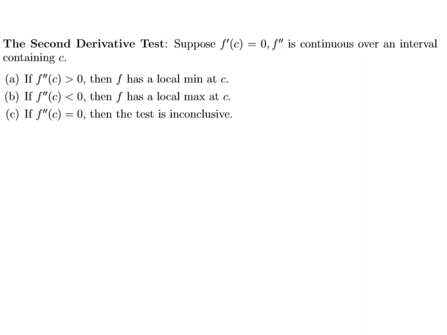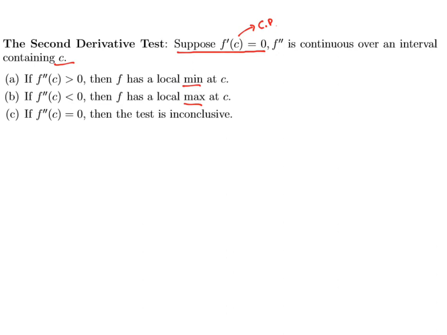So suppose we have a first derivative that's equal to 0, and that the second derivative is continuous over the interval that contains that value c, which, remember, because the first derivative is equal to 0, would be the critical point. So if f double prime of c, or the second derivative at c, is greater than 0, then we have a local min. If f double prime is less than 0, we have a local max. And if the second derivative equals 0, then the test is inconclusive.